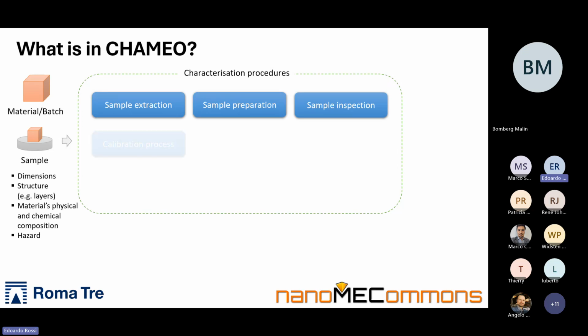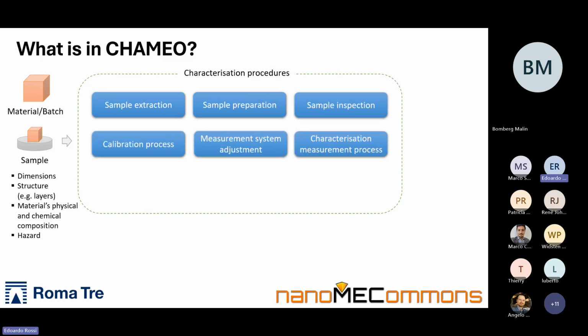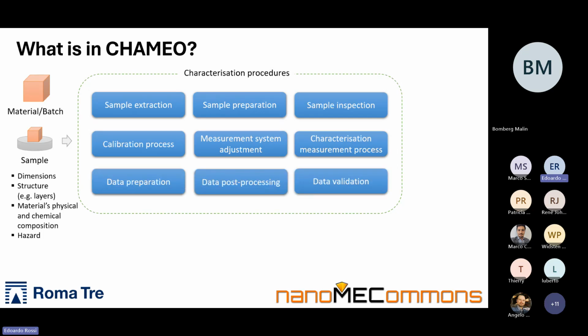Then again, a measurement must be done with an instrument that is calibrated. So we need to enclose concepts and definitions for the calibration process, the measurement system adjustment, and the characterization measurement process itself. So all the definitions of what we are doing on our sample to extract the data. And then, of course, we have the final step, which is probably the most important step along with the characterization measurement process, which is the data preparation, the data post-processing, and the data validation.